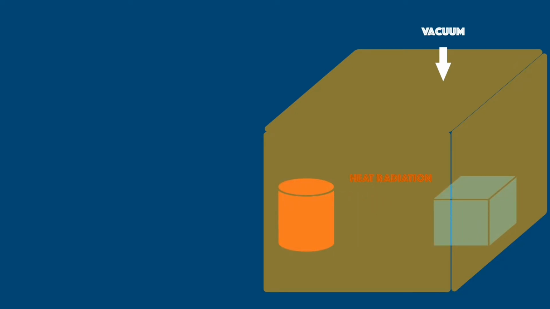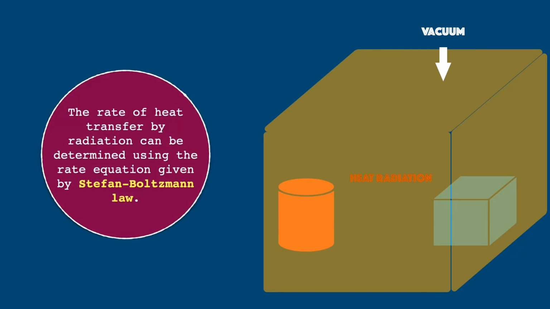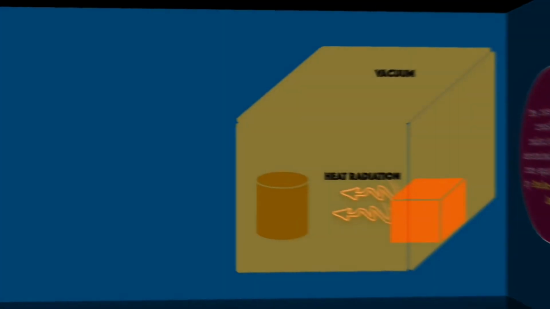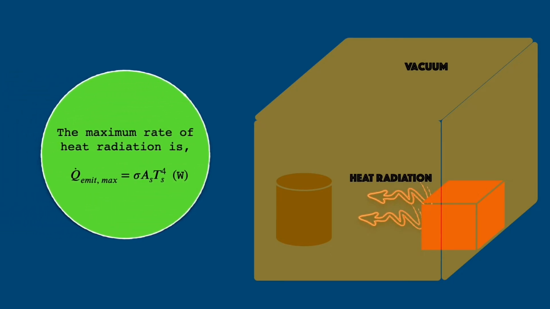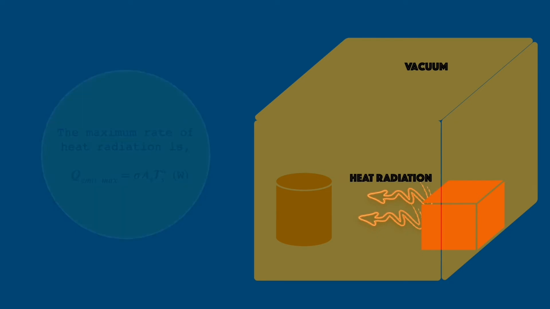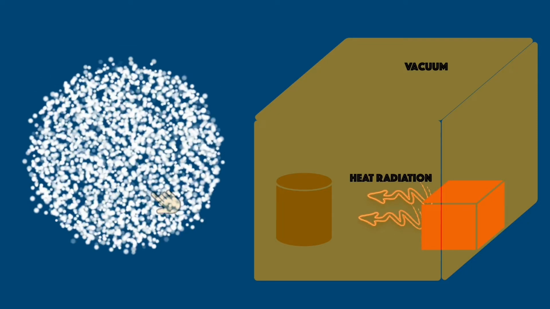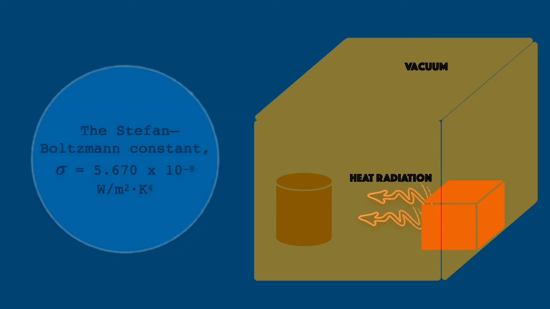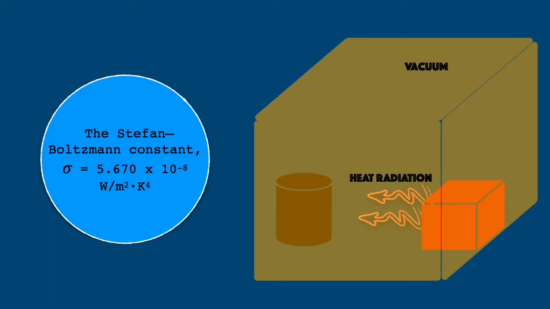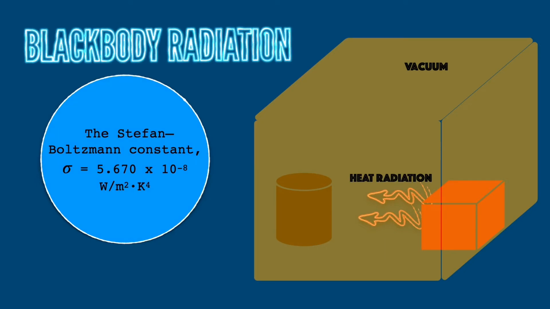The heat transfer rate by radiation can be determined using the rate equation given by the Stefan-Boltzmann law. The maximum rate of heat radiation is given here. Sigma is the Stefan-Boltzmann constant and the value is as illustrated. The idealized surface that emits radiation at the maximum rate is called the black body, and the radiation emitted by a black body is called black body radiation.